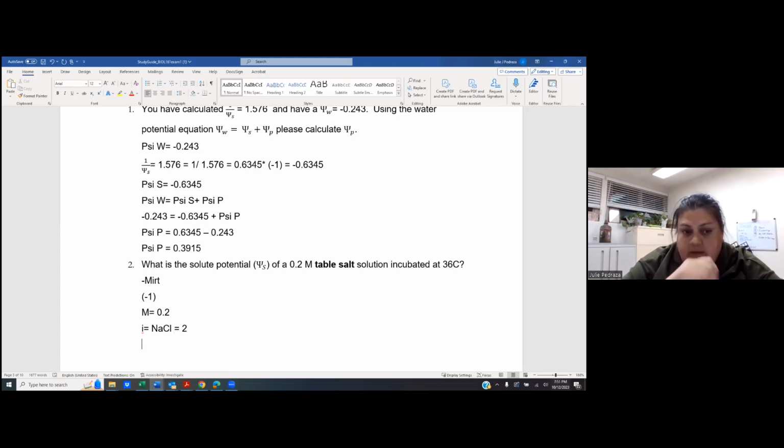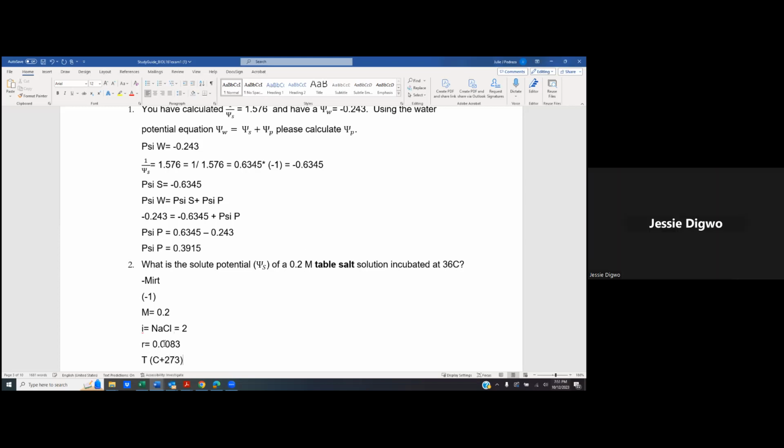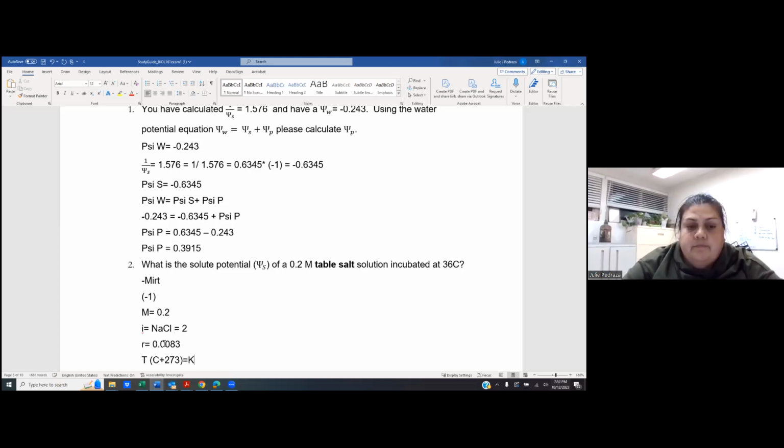Okay. Then our gas constant. You don't need to memorize that. I give it to you. And our temperature is Celsius plus 273, which gives us Kelvin. So in this case, it's 36 plus 273, which equals 309. Is that right?